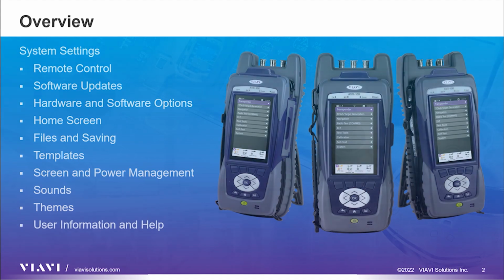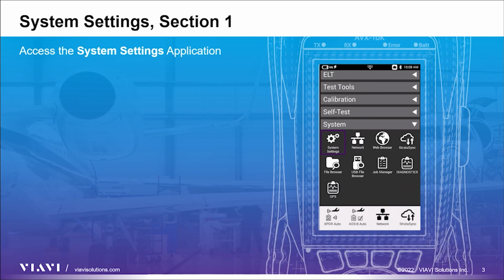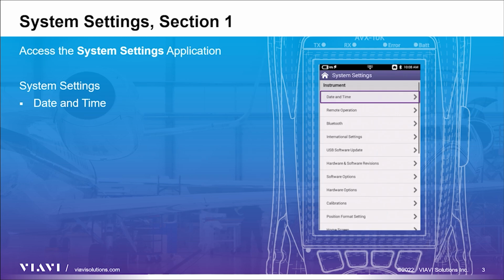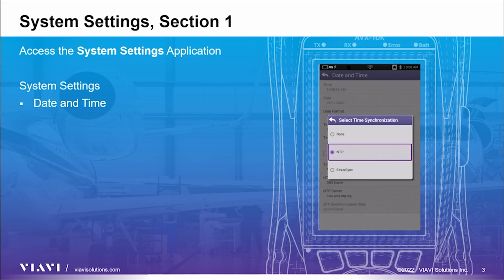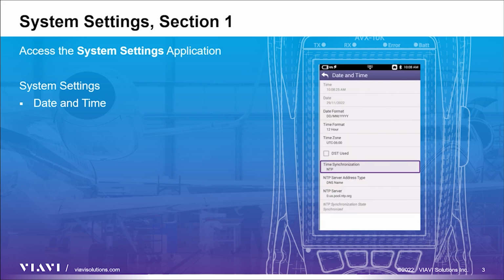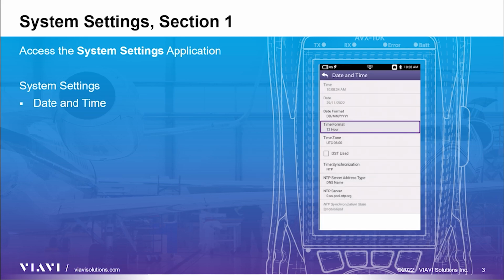Let's get started. The system settings are accessible by opening the system ribbon and selecting the system settings icon. Date and time settings. Time synchronization can be attained by any of three options: Network Time Protocol, or NTP server, StrataSync, or none. An internet connection will be required when this preference is set to either NTP or StrataSync. Date and time formats can be adjusted as well as time zone for adjusting to local time. The use of daylight savings time can also be toggled on or off.